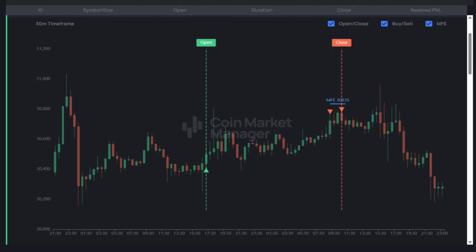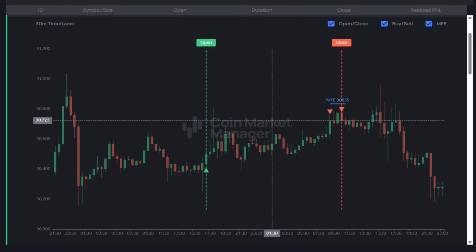This is the first trade of quite a few that I ended up taking throughout this week so far, and I just wanted to break it down for you, with the open of this trade being down here and the close being up here. You can see I missed out on a bit of profits, you can see the maximum favorable excursion of where it could have been taking profit, but let's get into it right away.